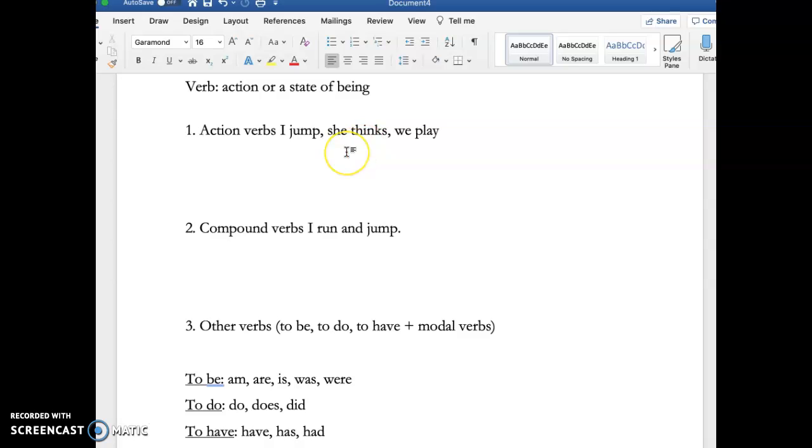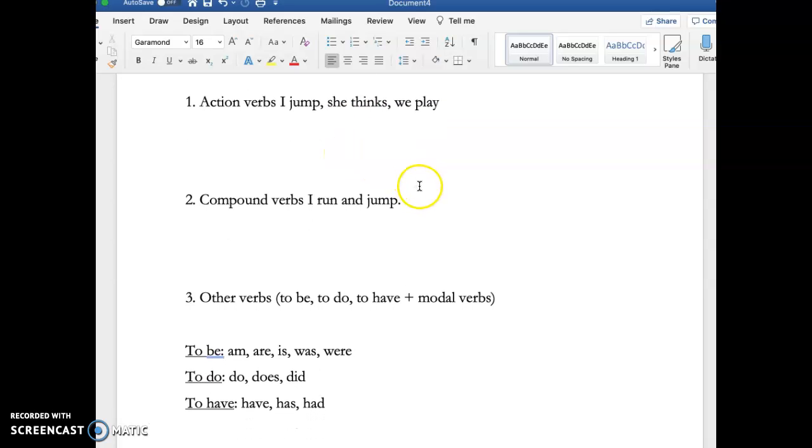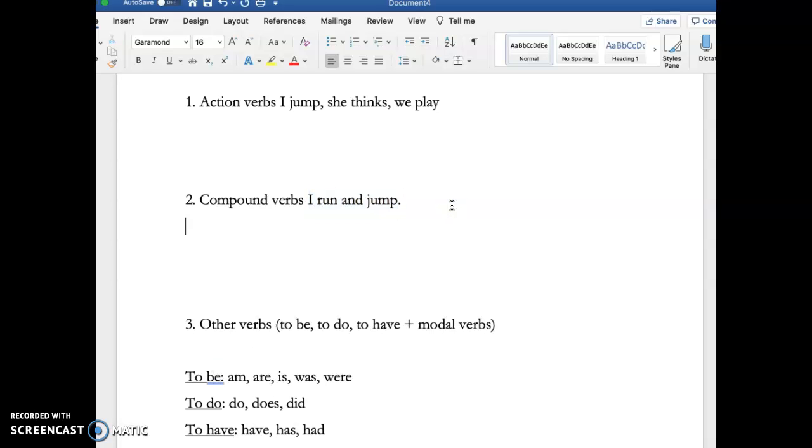So the action verbs are those garden variety verbs that shouldn't give you much trouble. Then there are compound verbs, and that really just means more than one verb. And so compound verbs are joined with and, because and always means one more, or or, nor. Okay. So in this case, I run and jump.